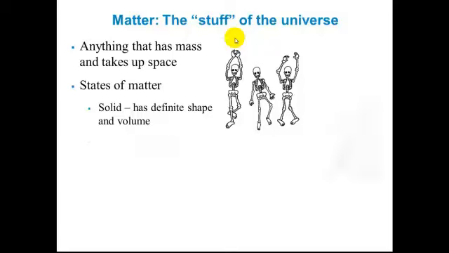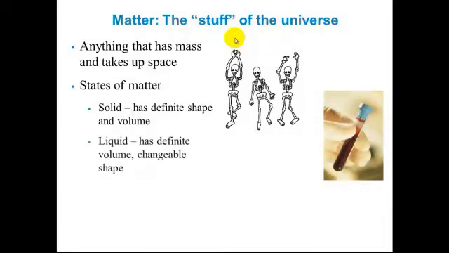The other state of matter is liquid. Now, liquid has a definite volume, but a changeable shape. For example, the blood. You could imagine that you could have the same volume of liquid and move it from one container to another. In this, the shape would change, but the volume would stay the same.